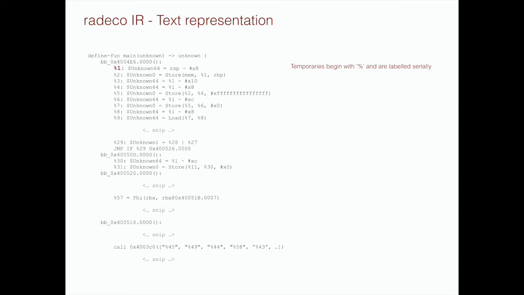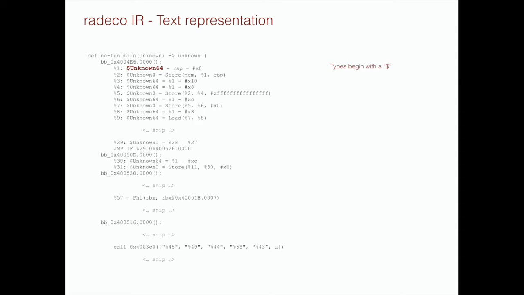Now, since the IR is in SSA form, we cannot assign a variable which has already been assigned before. We should have a single definition. So temporaries are used for this, and all temporaries begin with the % sign followed by a number in serial order. It is never reassigned, so when you see a number, you know where it's going to be defined. Constants begin with a hash followed by X, which represents hex, D for decimal, O for octal, or B for binary. So in this example, hash x8 is equal to 0x8 in hex.